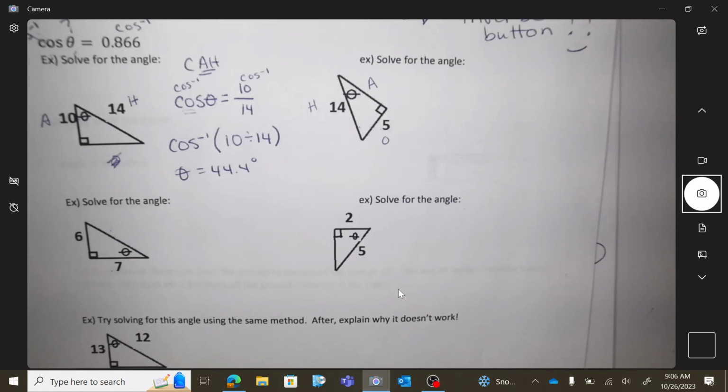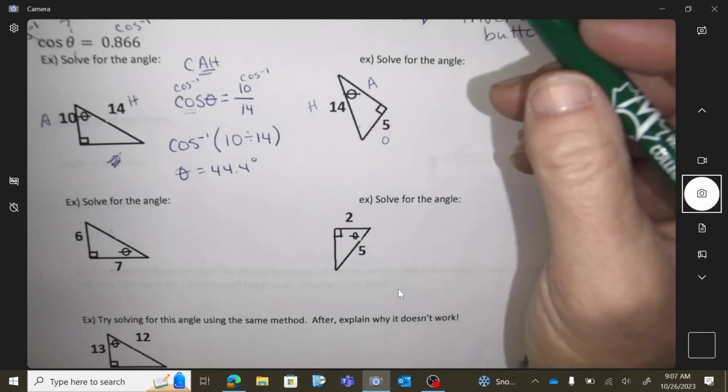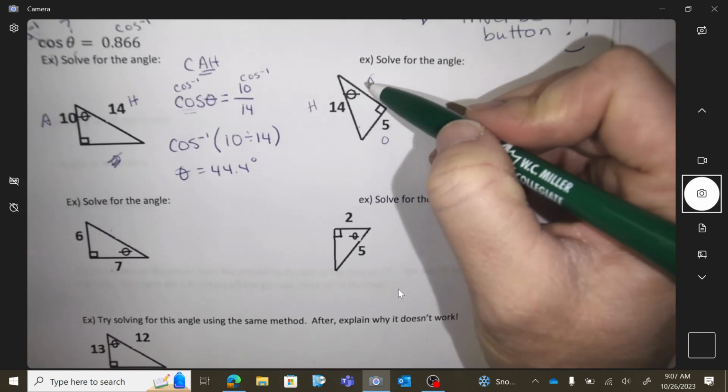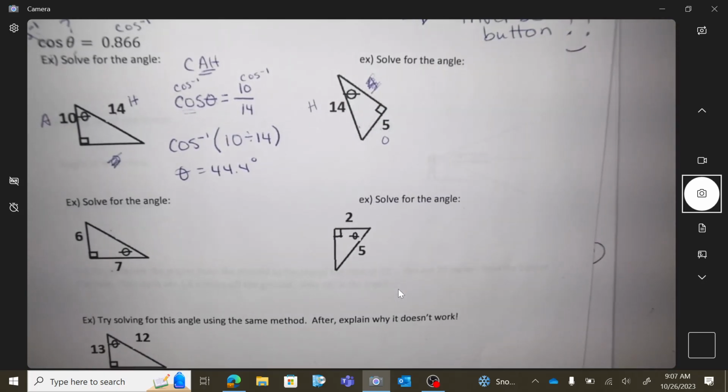Okay, there's my 3 letters. Did we put them in the same places? Which one do I omit? I'm not going to use the A at all. So that leaves me with an O and an H. So does that match SOH, or CAH, or TOA?